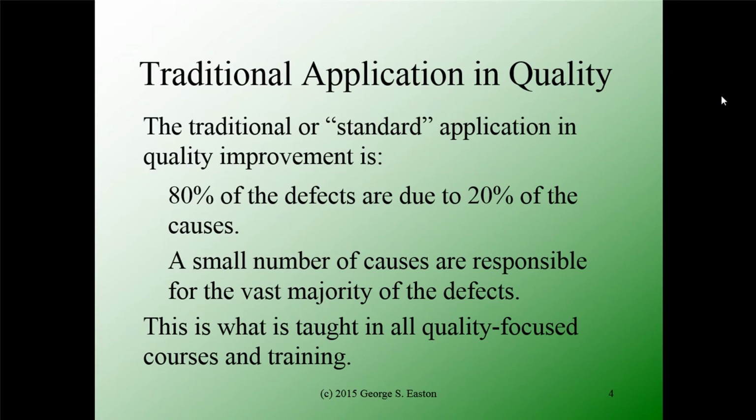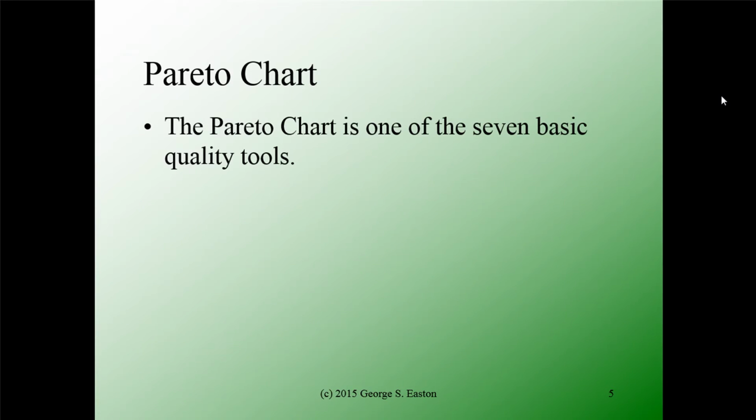This is the idea that's taught in all quality-focused courses and training. It's absolutely standard in the area of quality management and Six Sigma. Now, Juran also created a diagram or chart to go along with this idea of the Pareto Principle. And the Pareto chart is one of the 7 basic quality tools. I'll talk specifically about the 7 basic quality tools in a separate video.